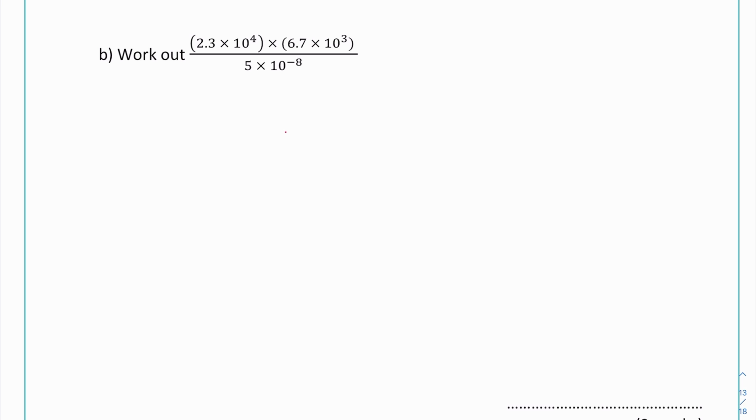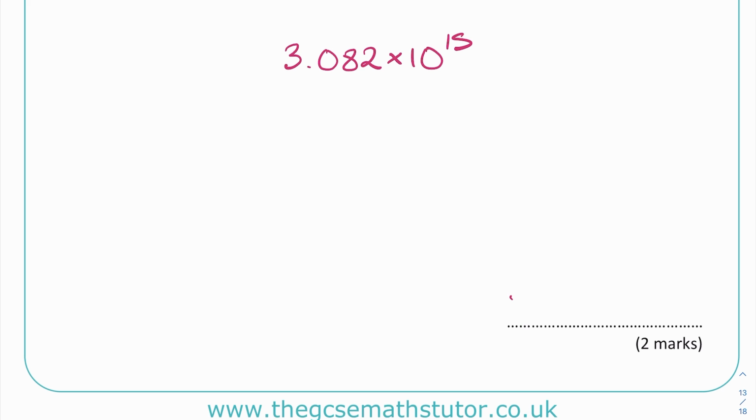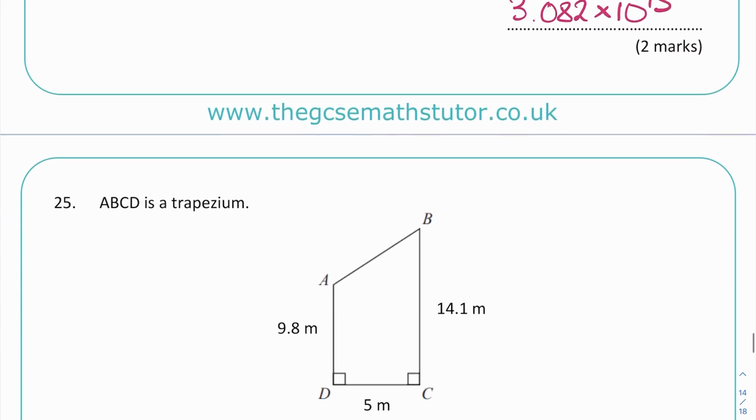And we get 3.082 times 10 to the power of 15. So there we go, that would be our final answer, 3.082 multiplied by 10 to the power of 15. Okay, and on to our next question.